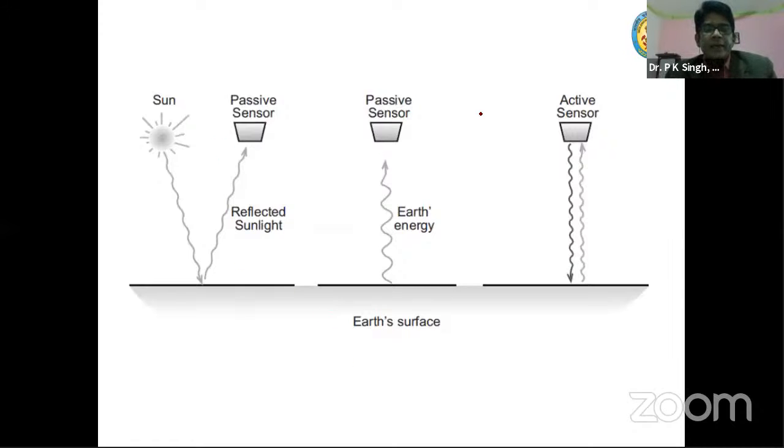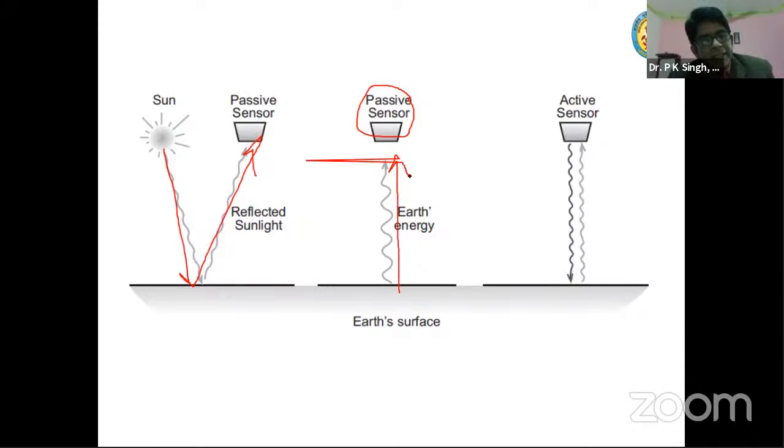I have already told you about active and passive sensors. Passive sensors record the energy which is coming from the Earth's surface, either reflected light or radiated light. What is radiated? Some part comes here and is immediately reflected. That is the reflected part. And in some spectral bands, Earth's surface objects many times absorb the light. Later on, they emit the light, but there will be some difference in the wavelength of the absorbed light and the emitted light. Passive sensors record this also, if it is radiated energy. So either reflected or radiated energy is recorded by the passive sensor.